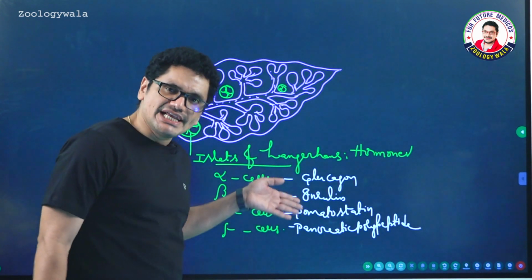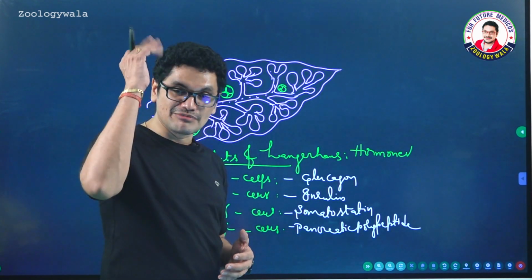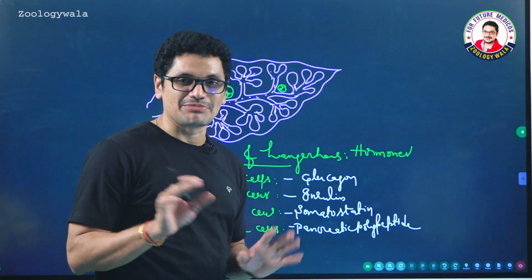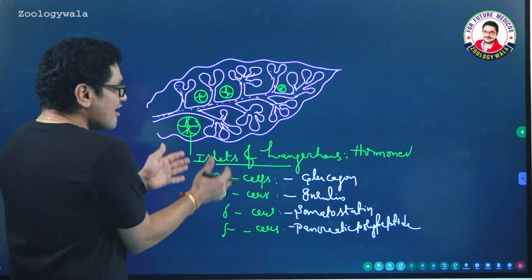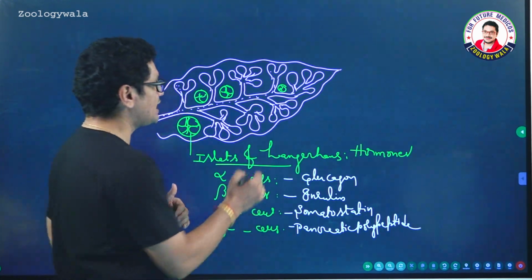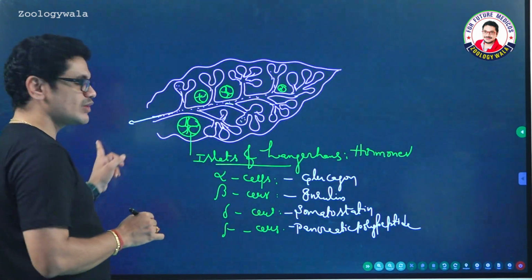There is a function for each and every one. If I explain the functions and the regulatory events, it will become the chemical control and coordination chapter, not digestion. I will tell that at the time of hormones. So these are all the hormones produced by the pancreas. The pancreas is also going to secrete enzymes.